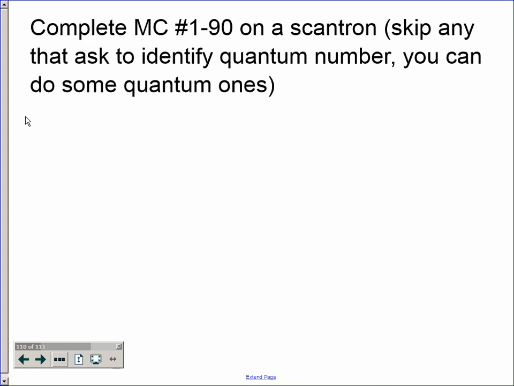I'm going to grade it on a scantron so that I'm not just scoring over the pen. I want you to see your results. So be as accurate as you can so you can see what you need to study.